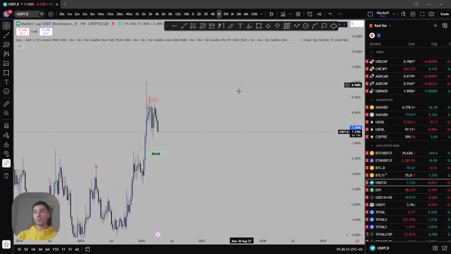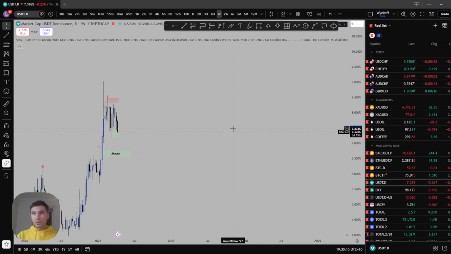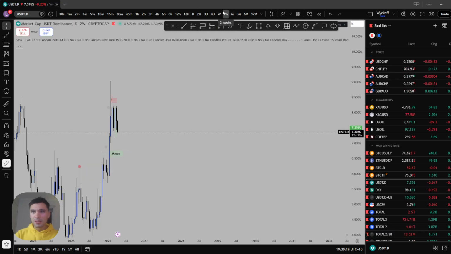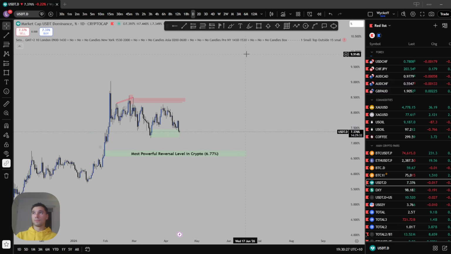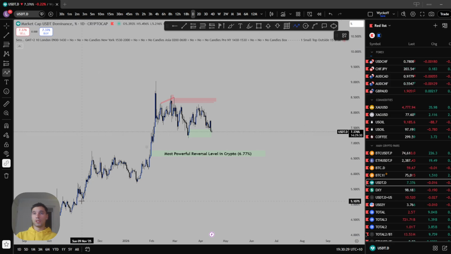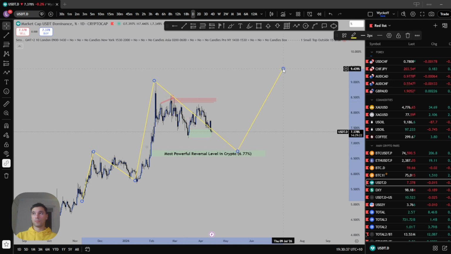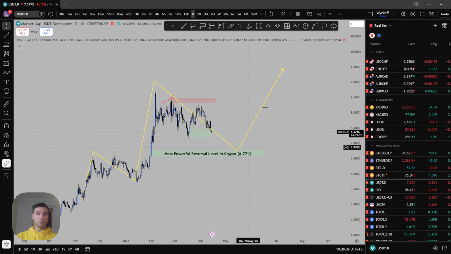Looking on the weekly, is that valid on the weekly? No, it's valid on the 2 weeks, but you can't really see the demand. But from a structure perspective, price is essentially doing this. So that's kind of the order flow expectation here with USDT.